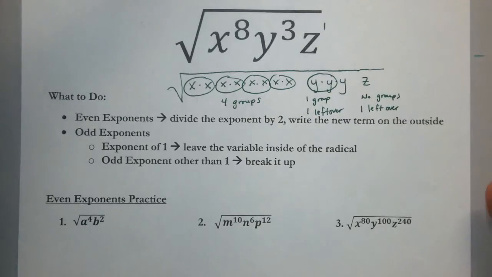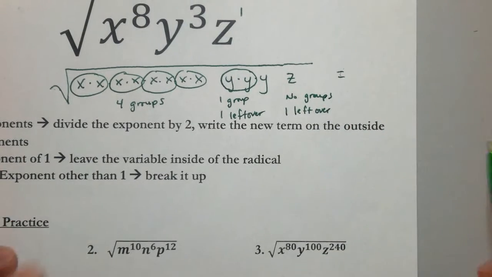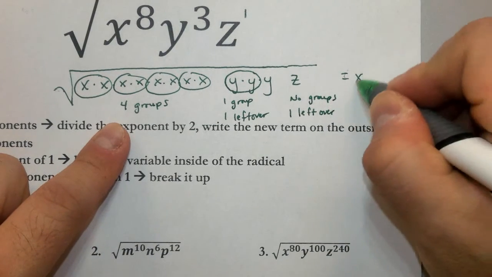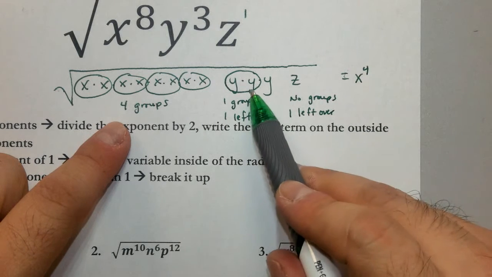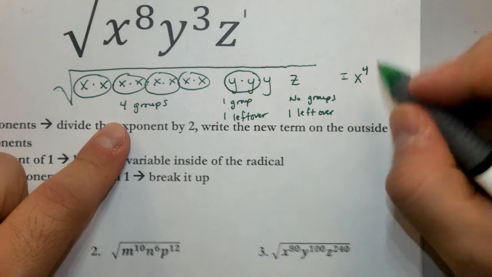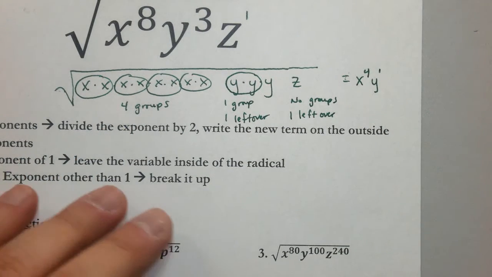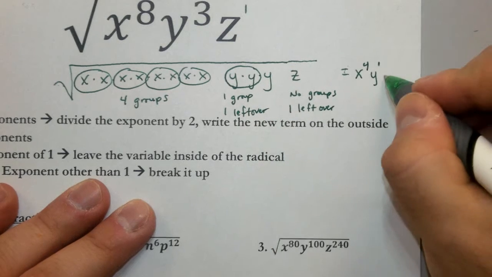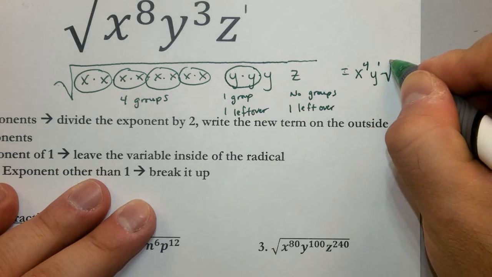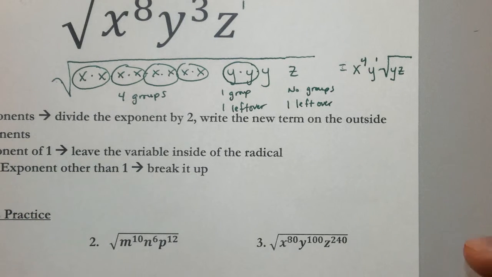Okay, so in order to simplify this, what this would become would be you have 4 groups of x, so x to the power of 4. You have 1 group of y, so y, and you can put to the power of 1 if you would like to see that right now. But if you look at your leftover, you have a leftover y and a leftover z. Since you couldn't pair them up, they're going to remain inside the radical. That's where your leftovers will be inside of the radical.